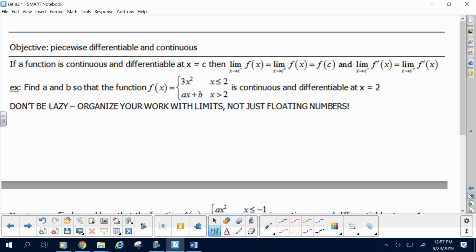This is a pretty common problem, short answer or multiple choice, where you're supposed to make a piecewise function continuous and differentiable. You're really working on two levels here. You are working with continuity, which for these purposes, it helps to just think left hand, right hand, and the point have to all be the same for continuity. And the slopes must match.